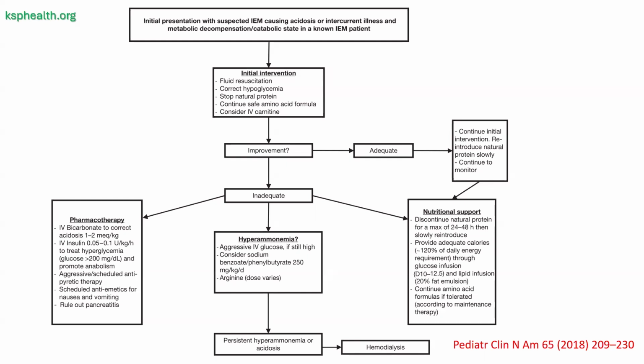Consider sodium benzoate, phenylbutyrate, 250 milligrams per kg per day, and the arginine infusion. If the ammonia is high to start with or non-responsive, for the hyperammonemia and acidosis, next is hemodialysis, especially when the ammonia level goes to 300, 400 or there is severe acidosis not responding to all these maneuvers; they need to go to hemodialysis. But this is the way you approach. Number one, keep them NPO, D10, D15, correct the acidosis, check the ammonia, and go from there.